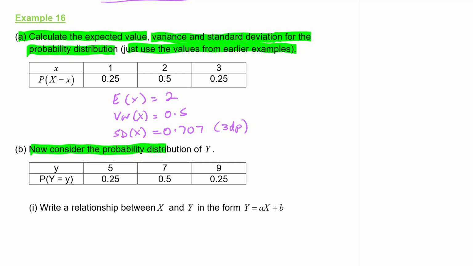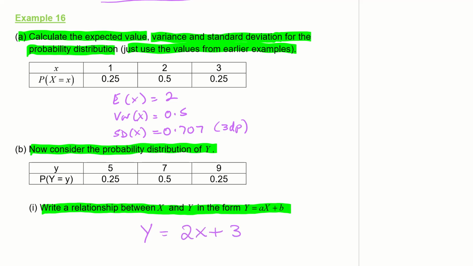Now consider the probability distribution of y. So what we want to do is write a relationship between x and y in the form y equals ax plus b. Shouldn't have to look too long to see that y would be equal to 2x plus 3. For example, 2 times 3 is 6, add 3 gives us 9.